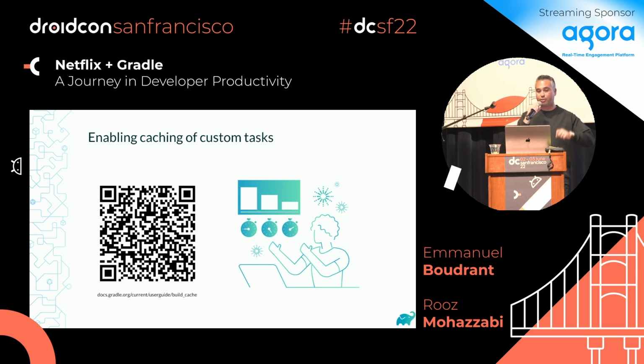So we looked at changing the inputs and outputs of this custom task to make it cacheable. One of the cool things about Gradle Build Tool is that it gives you that flexibility to automate more, right? And you can go to this QR code and learn more about how you can do that, to take advantage of some of the stuff that's happening in your build that's not cacheable right out of the box.